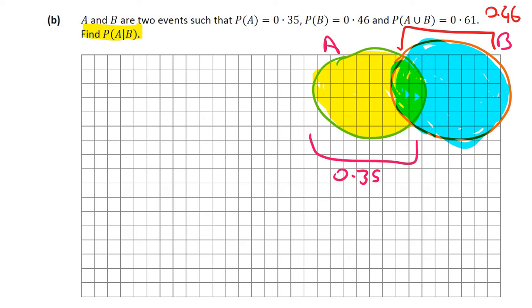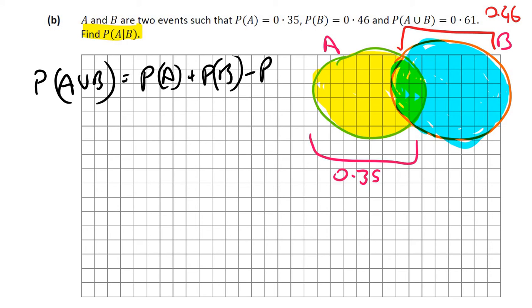If they were independent events, the probability of A happening and the probability of B happening would both add up to 0.61, but they don't. So what we have is an excess here. So we need to work out what is the probability of that green shaded region in the middle, because in total the probability of A union B is equal to the probability of A plus the probability of B minus the probability of A intersection B. That's because in this case they're not independent events, so we're going to have the probability of A union B is 0.61. I'm just writing this out in full.